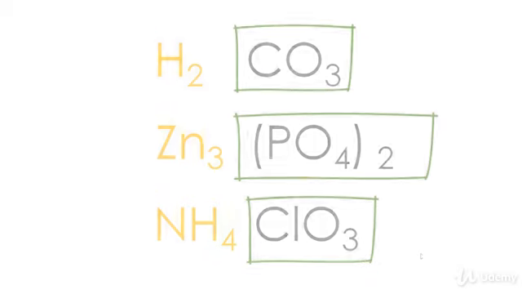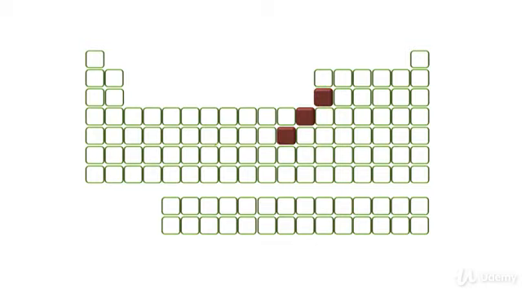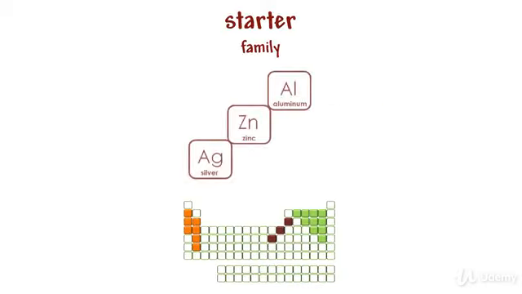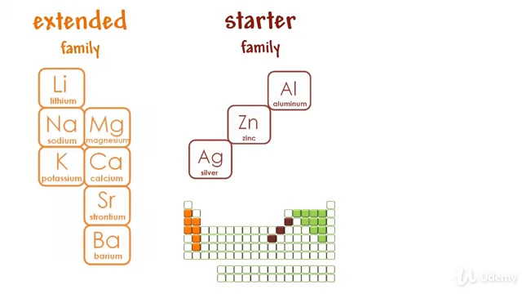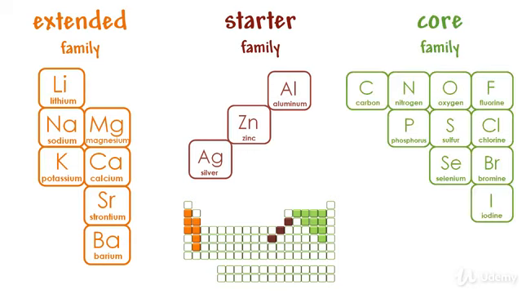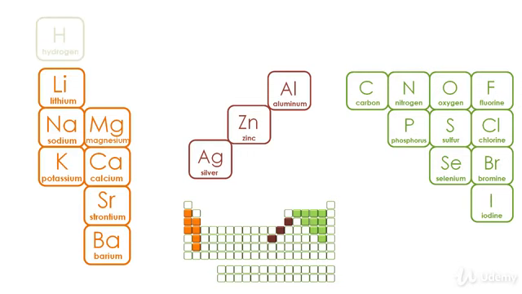To review, you have learned 3 families of elements. Elements from the starter family and the extended family appear alone or on the left side of the formula. Elements from the core family have appeared on the right. The element hydrogen has only appeared within an element group.